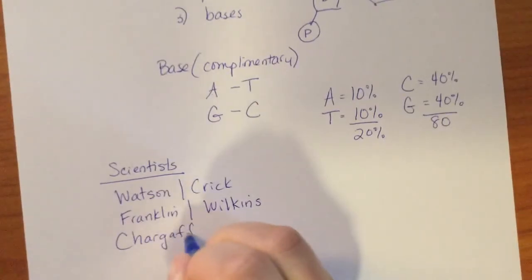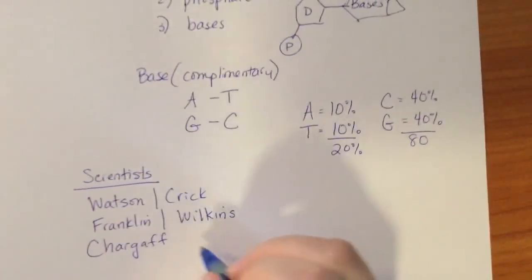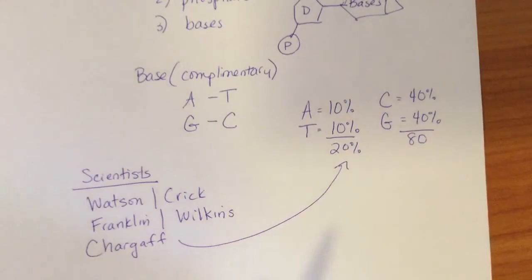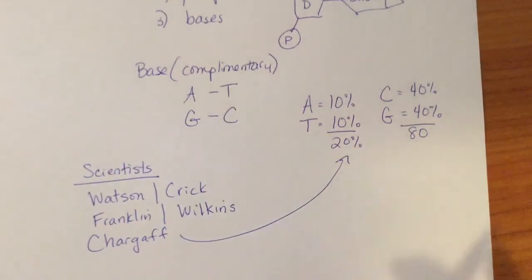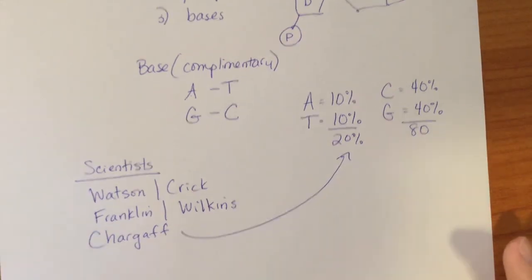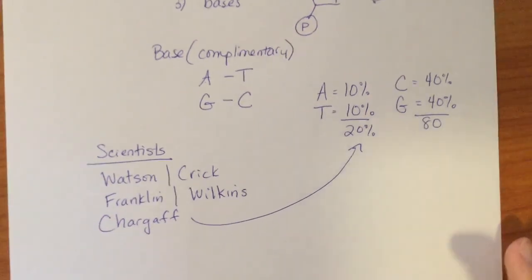I think he's mentioned in our notes, but I didn't mention him in class. Erwin Chargaff came up with this idea, that he proposed that pretty much there tends to be equal amounts of A's and T's, and there tends to be equal amounts of G's and C's. So he was another person responsible for figuring out the base pairing rules.